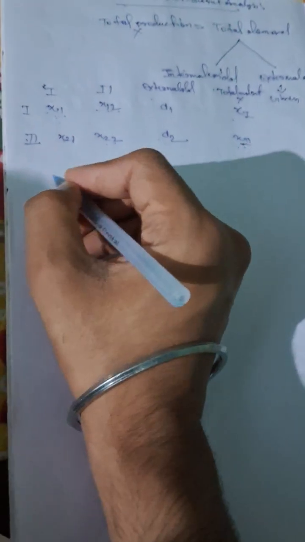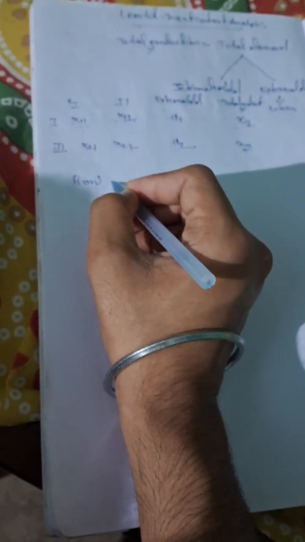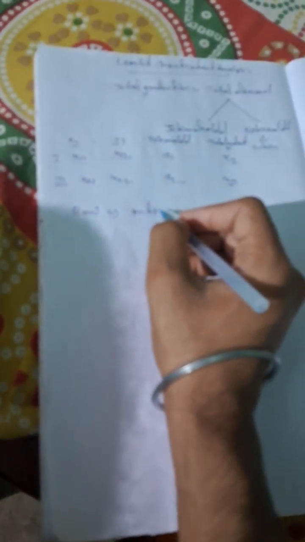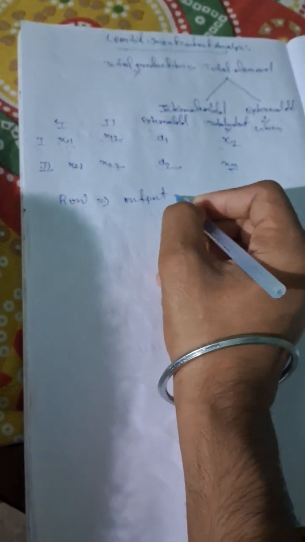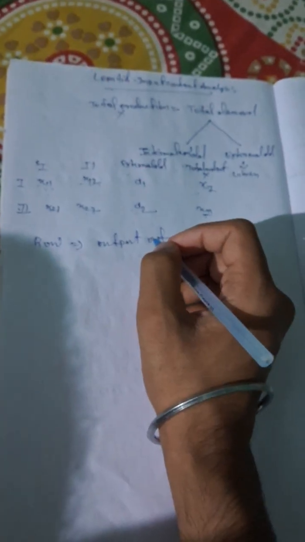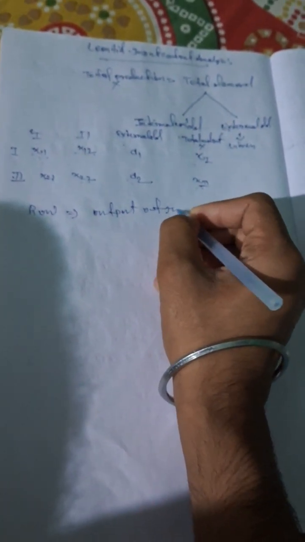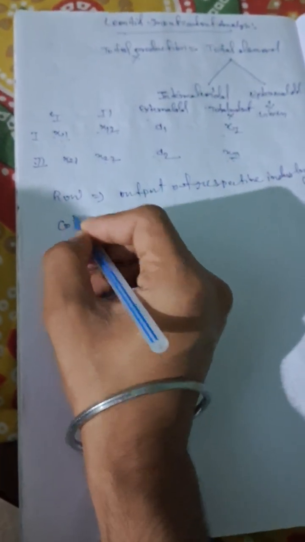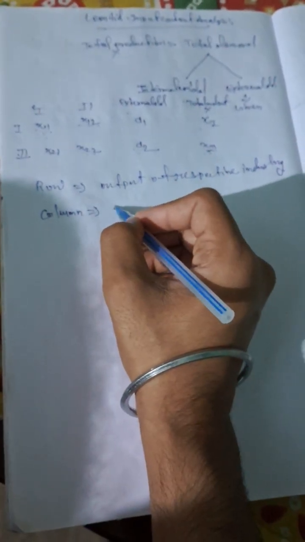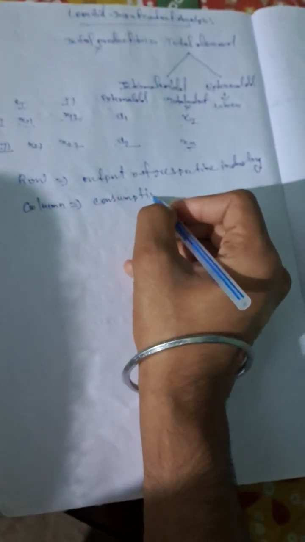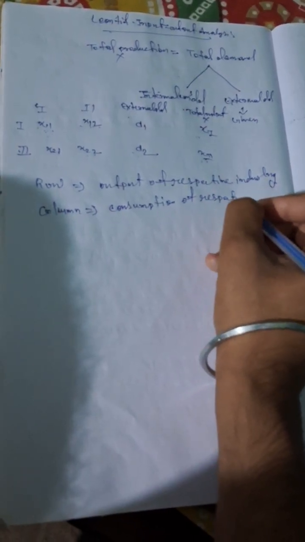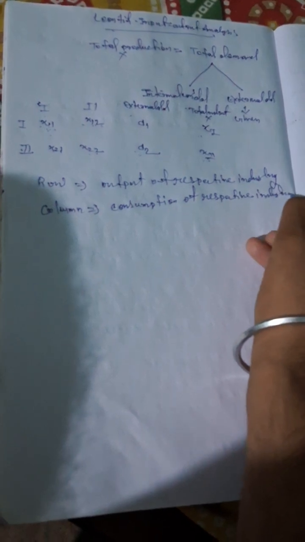The row should represent the output of the respective industry and the column should represent the consumption of the respective industry.